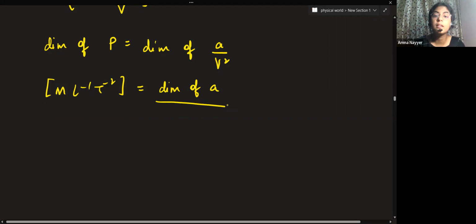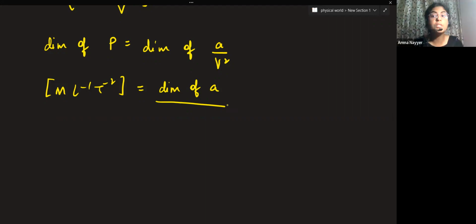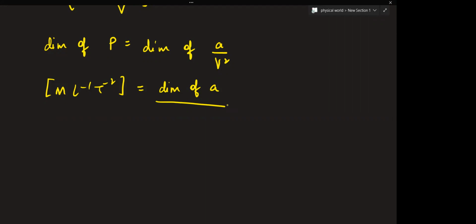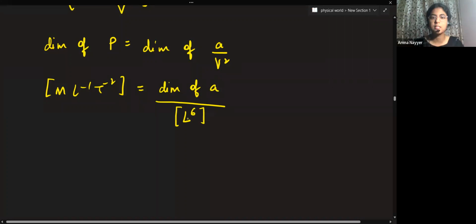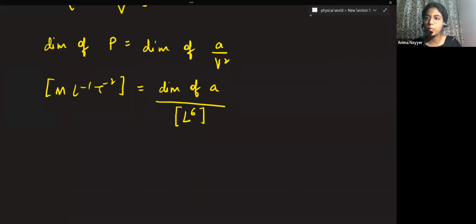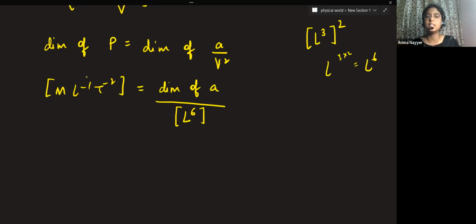Sorry, volume. It'll be L cube. L cube is for volume, so for V square, L to the power 6. Ma'am, 9 or 6? 6. See, you are correct. L to the power 6, because we're cubing and then squaring it, so the powers get multiplied. 3 multiplied by 2, L to the power 6 only.